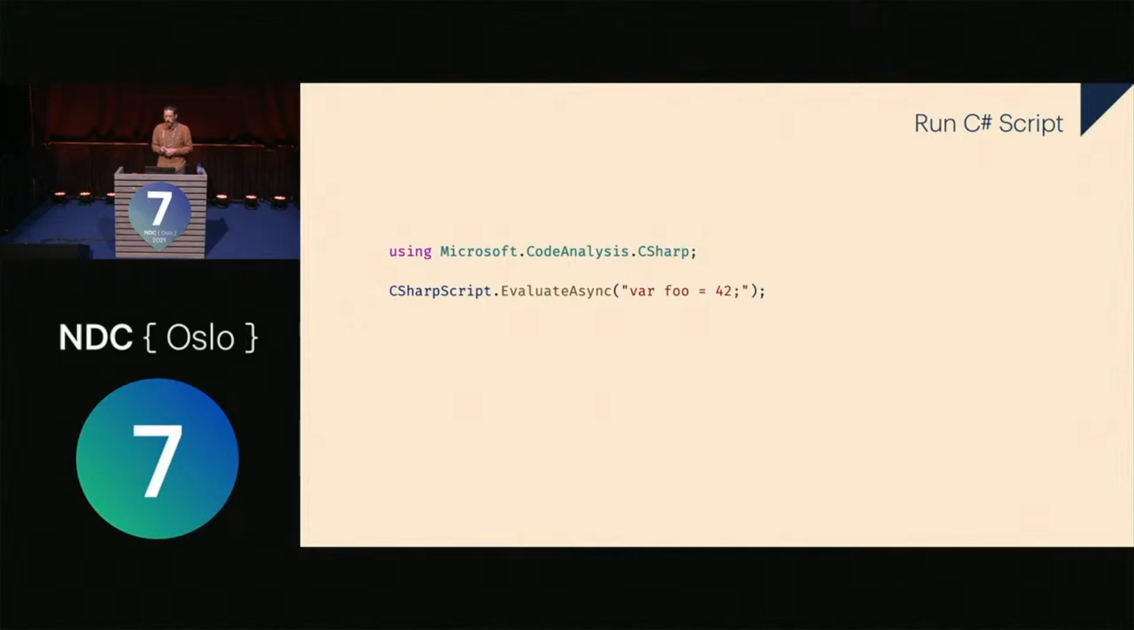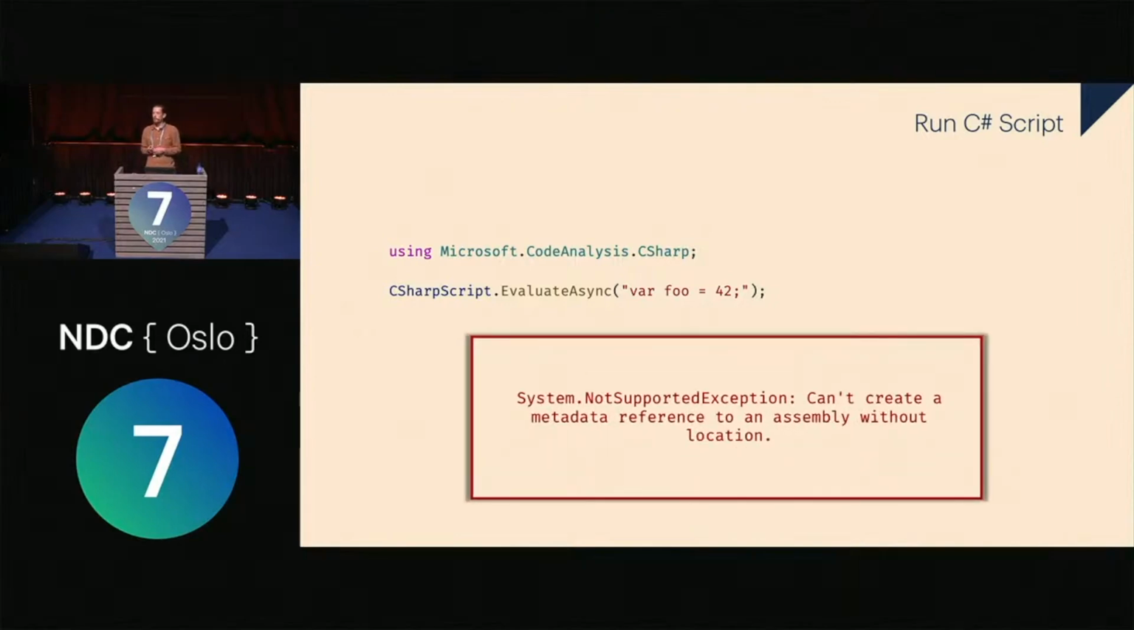All right, so how are we going to compile that script into something that runs in my Blazor application? Well, I'm going to use Roslyn for that. And part of Roslyn is this Microsoft Code Analysis C# package, which has a very nice C# script that evaluates async static methods, which you can use to execute some C# code. So really easy. The only downside is it doesn't work in Blazor WebAssembly.